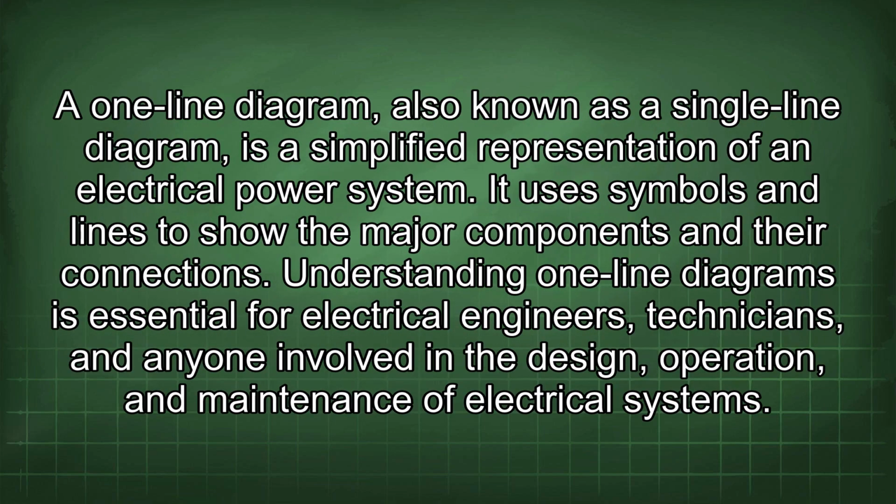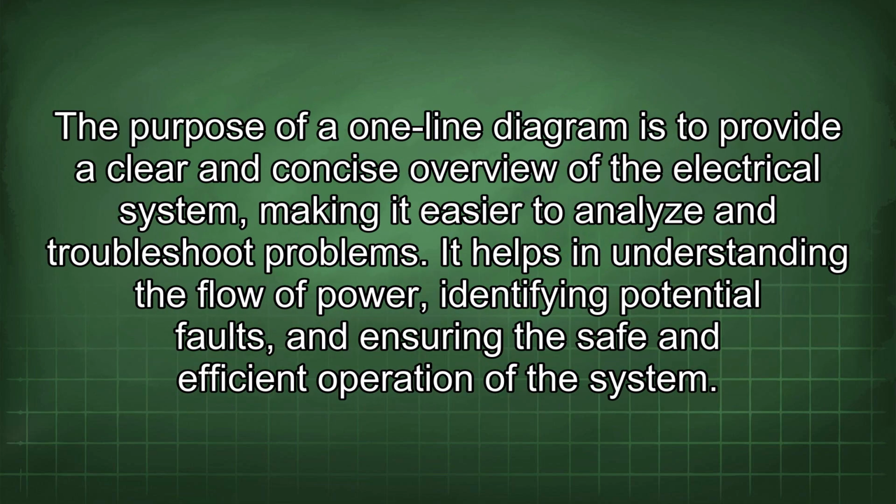A one-line diagram, also known as a single-line diagram, is a simplified representation of an electrical power system. It uses symbols and lines to show the major components and their connections. Understanding one-line diagrams is essential for electrical engineers, technicians, and anyone involved in the design, operation, and maintenance of electrical systems. The purpose of a one-line diagram is to provide a clear and concise overview of the electrical system, making it easier to analyze and troubleshoot problems. It helps in understanding the flow of power, identifying potential faults, and ensuring the safe and efficient operation of the system.